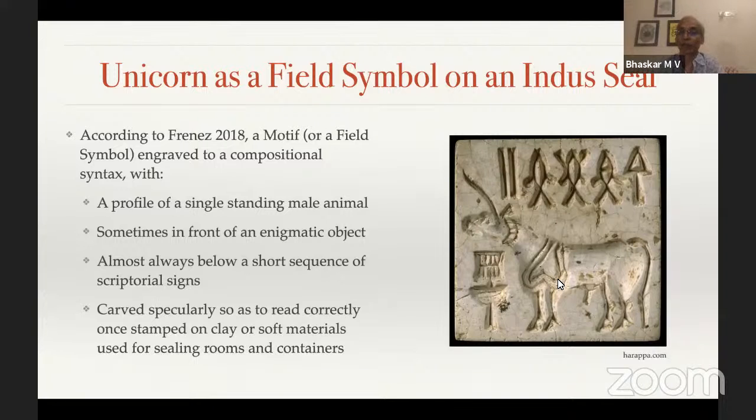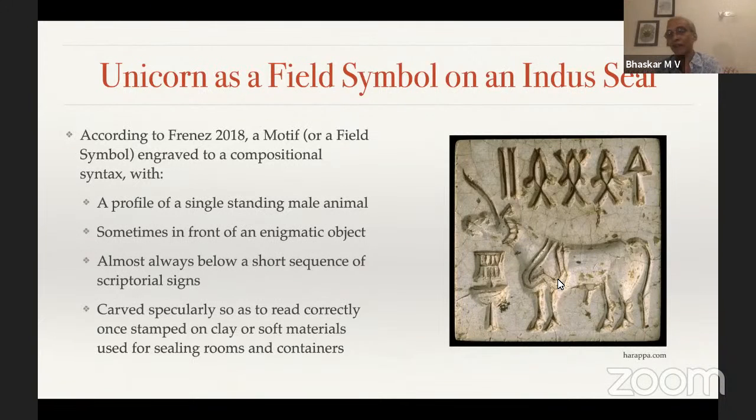So the unicorn and most of the other animals that are also shown, they are shown in profile. They are shown in front of, quote unquote, an enigmatic object. We will also examine the enigma of this object that we are seeing right in front of our eyes at the moment. And these two, that is the enigmatic object and the field symbol, almost always feature under a short line of scriptorial signs or text.